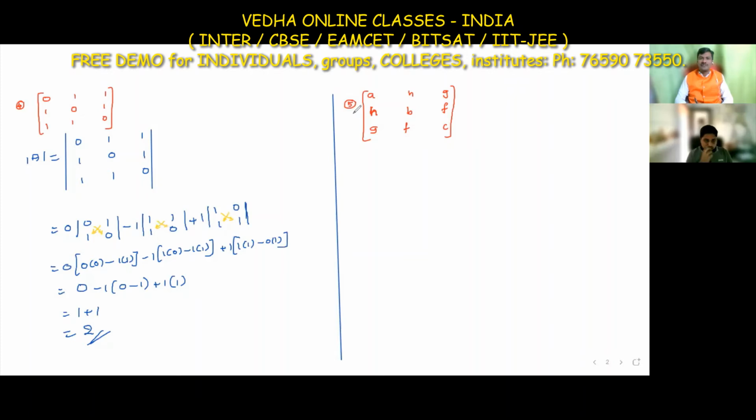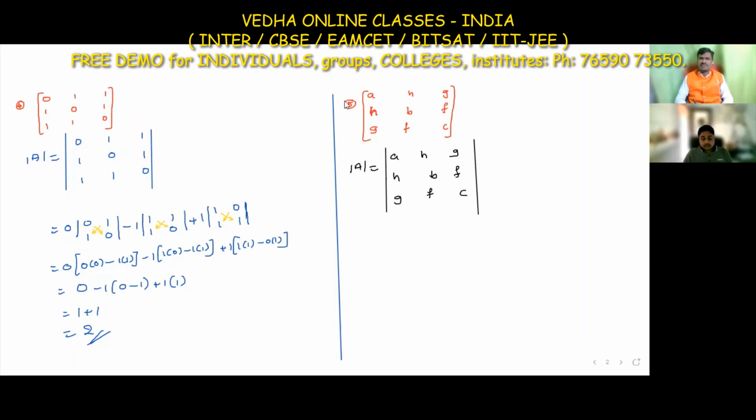Okay, till now we used the numbers. Now if we come to this question, we don't have numbers, we have some alphabets. When we have the alphabets, we also follow the same method. There is no change in the method. So write whatever we have: A, H and G; H, B and F; G, F and C.